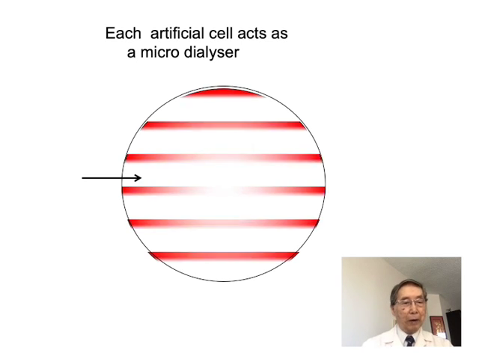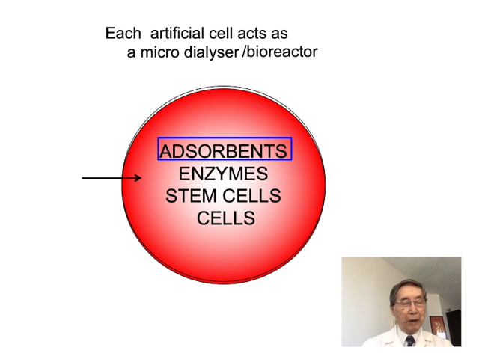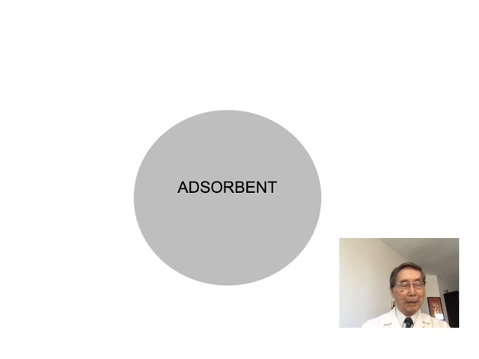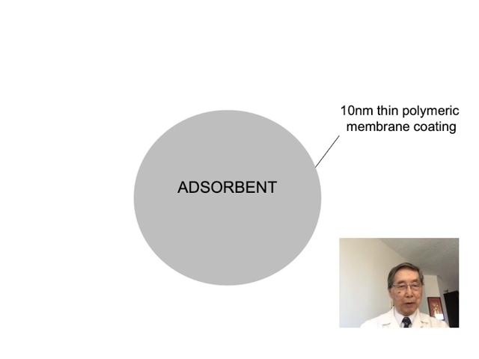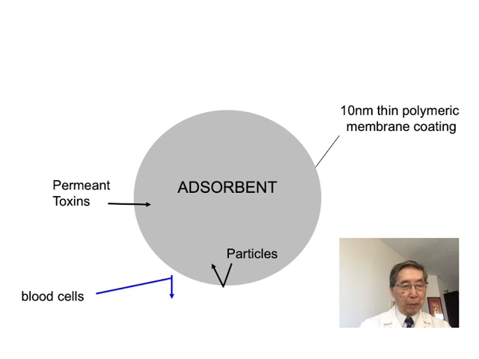So as a result, we can put in different things to make these into microdialyser or bioreactor. Therefore, things going in would not be equilibrated because they could be removed or acted on by the content. Let's look at adsorbent. Adsorbent, you can put a membrane around it, 10 nanometer thick. This way, permeant toxic substance can go in, particulate doesn't come out, cell cannot be removed.